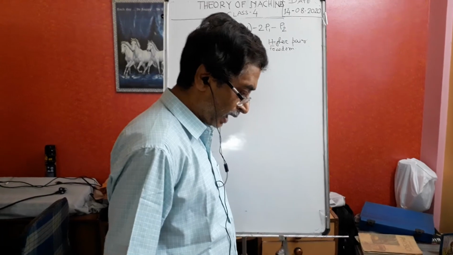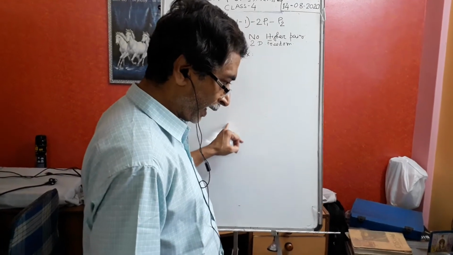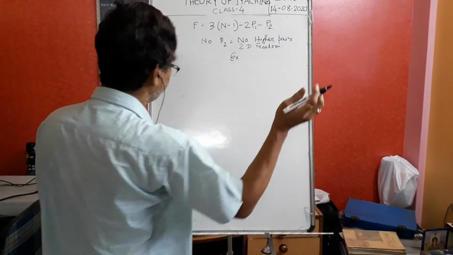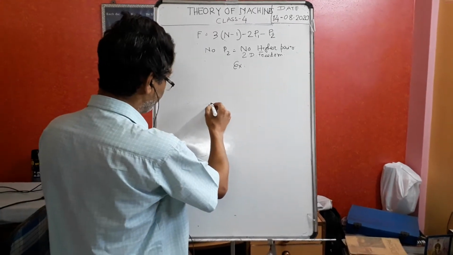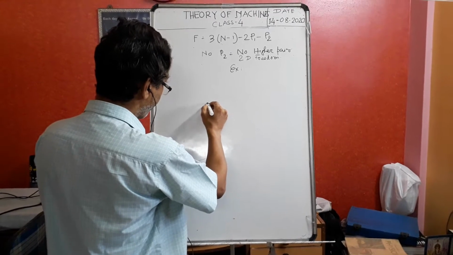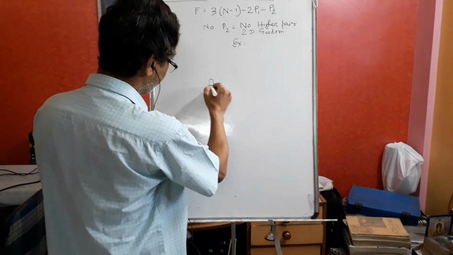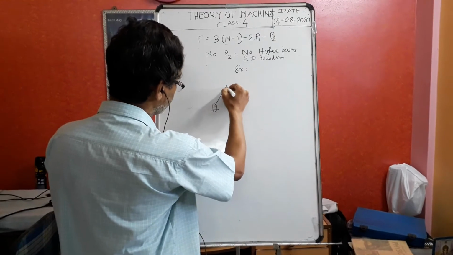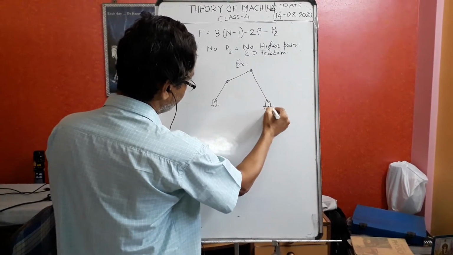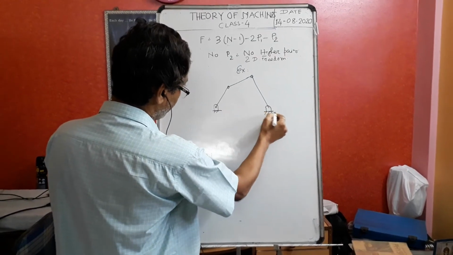Exactly, we can understand. I will show you one diagram, and then how you will find out. Suppose, let me answer these questions. Here, how many links are there?